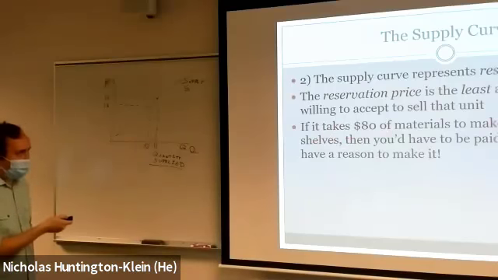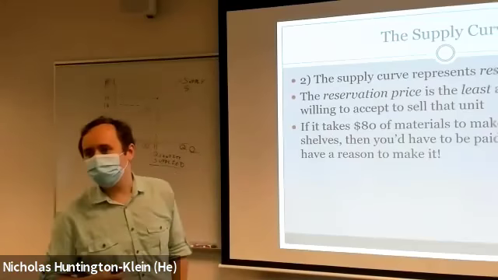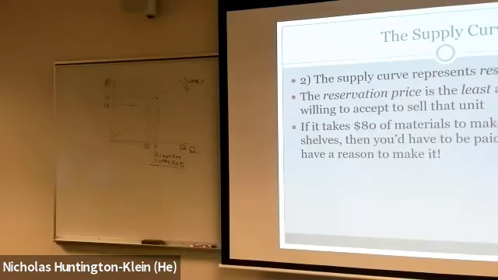So we're talking about shelving. If it takes $80 worth of materials to make the 4th unit of shelving, then you've got to pay me at least $80 to do it. If I'd be willing to do it at $80, but not a penny less, that is my reservation price.